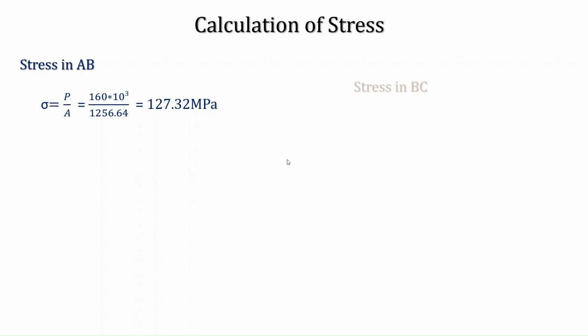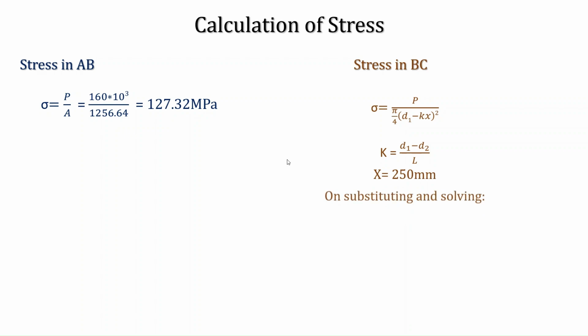which is nothing but the tensile stress. Next is the stress in the tapered section, which is given by the mathematical model P by pi by 4 into (d1 minus k into x) square, where k is nothing but the difference in the bigger end and the smaller end over the length of the tapered section. So x is equal to 250 mm. Upon substituting and solving, we do get the value of sigma to be equal to 226.35 MPa, that is 226.35 megapascals.